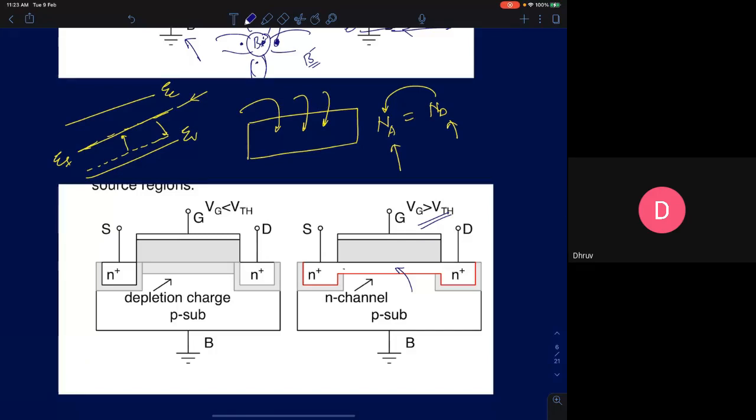So then a channel is formed between drain and source. It's a continuous channel formed between them, because it's a region filled with electrons. So we can say that it's like a continuous channel formed between drain and source.